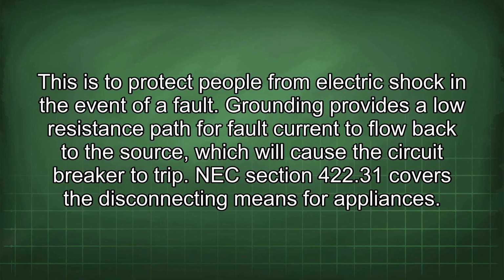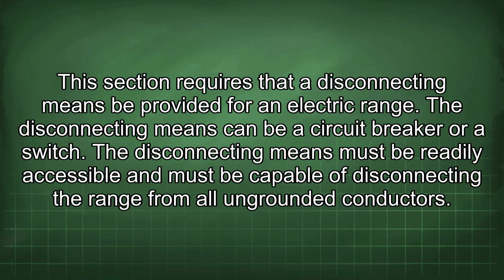This is to protect people from electric shock in the event of a fault. Grounding provides a low resistance path for fault current to flow back to the source, which will cause the circuit breaker to trip. NEC Section 422.31 covers the disconnecting means for appliances. This section requires that a disconnecting means be provided for an electric range. The disconnecting means can be a circuit breaker or a switch. The disconnecting means must be readily accessible and must be capable of disconnecting the range from all ungrounded conductors.